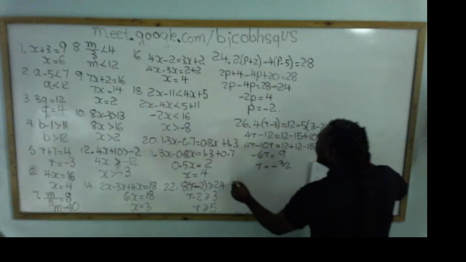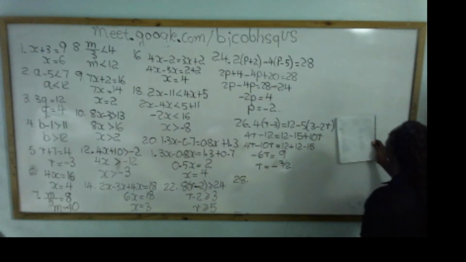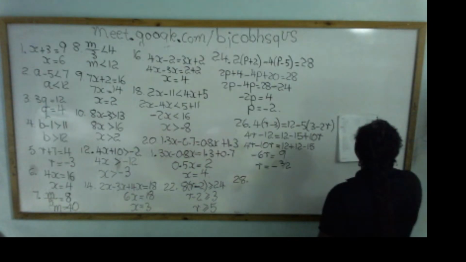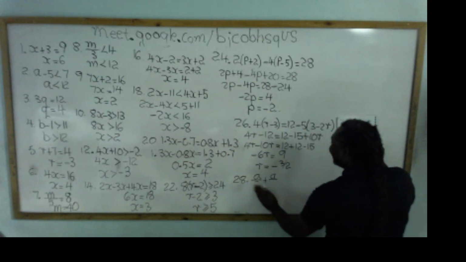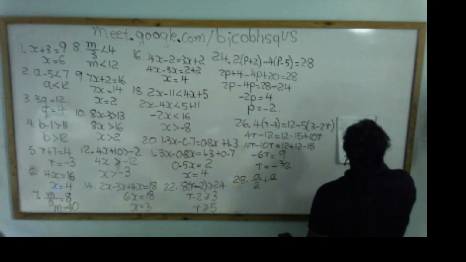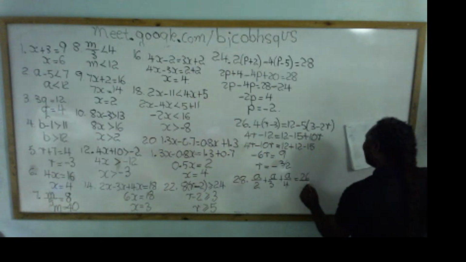Number 28. It looks like a disaster to begin with, but you'll have a lot of fun. A over 2, plus A over 3, plus A over 4 is equal to 26 over 3.